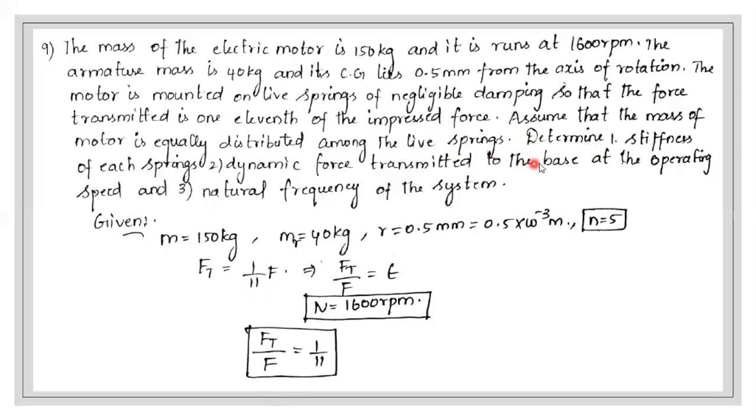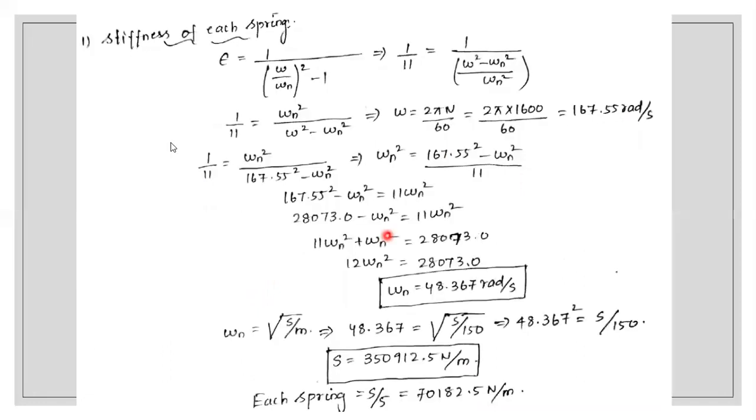Second, the dynamic force transmitted to the base. What is the dynamic force transmitted to the base at the operating speed of 1600 RPM? Third one will be the natural frequency of the system. So first we need to determine the stiffness of each spring.